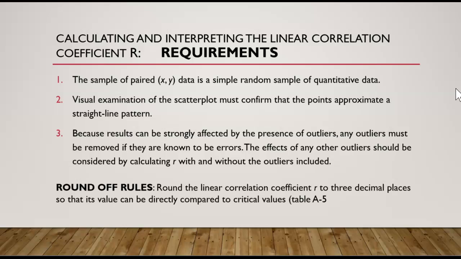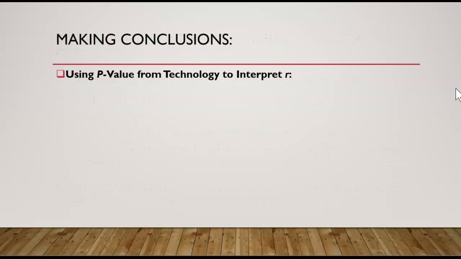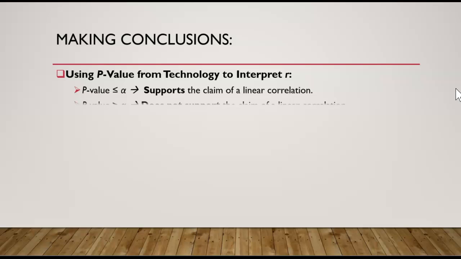The round-off rule for the linear correlation coefficient R is that we round it to 3 decimal places so that its value can be directly compared to critical values, Table A5. When making conclusions, we use the following methods. If we use the p-value, then if the p-value is less than or equal to the significance level alpha, we support the claim of linear correlation. If the p-value is greater than the significance level alpha, then we do not support the claim of linear correlation.